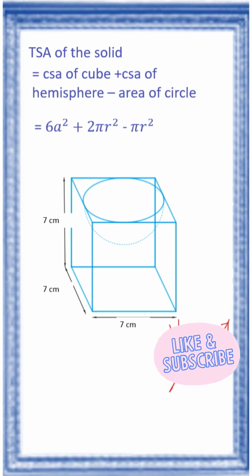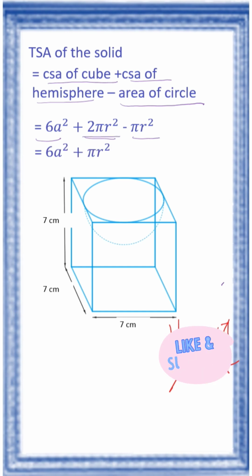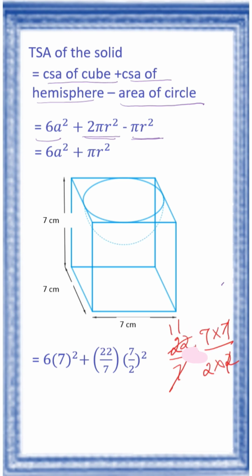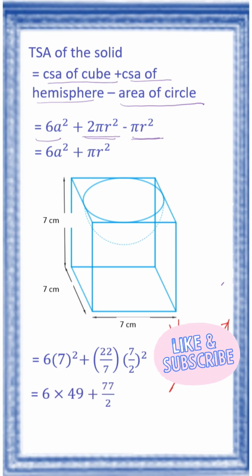Now let us substitute the formula. CSA of the cube is 6a square. CSA of the hemisphere is 2 pi r square. Area of the circle is pi r square. If we simplify, what happens? 2 pi r square minus pi r square. What do you get? Pi r square. Now let us substitute the values.